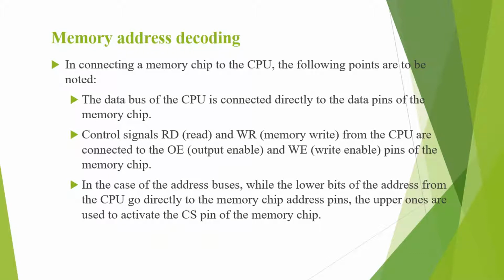In the case of the address bus, while the lower bits of the address from the CPU go directly to the memory chip address pins, the upper ones are used to activate the chip select pin of the memory chip. This chip select pin along with RD or WR allows the flow of data in or out of the memory chip. No data can be written into or read from the memory chip unless chip select is activated.